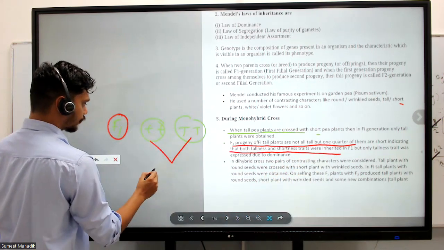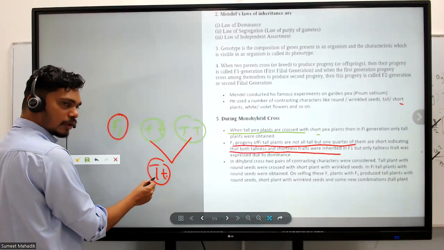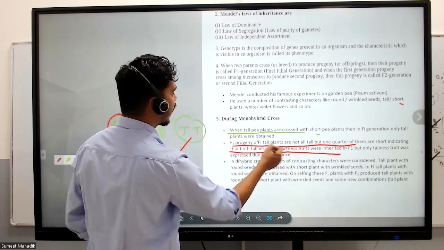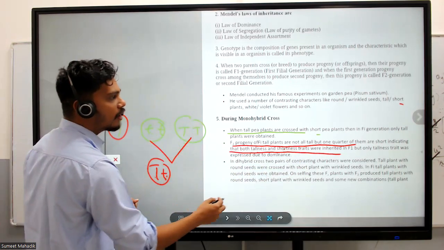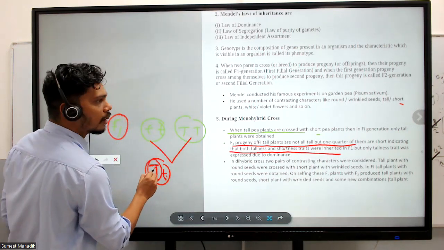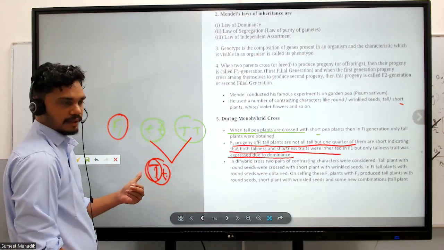If I do this, I'm getting the F2 generation. So here, tallness is there, and dwarfness is also there. Tallness and shortness are the traits, the characters that are transmitted. In F1, only the tallness trait, the dominant one, was expressed due to dominance. We have just studied that, right?